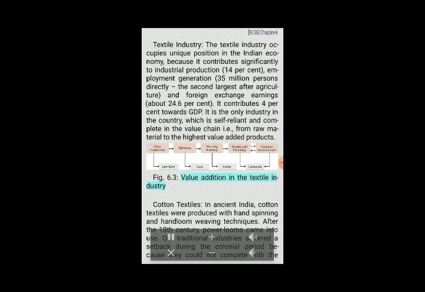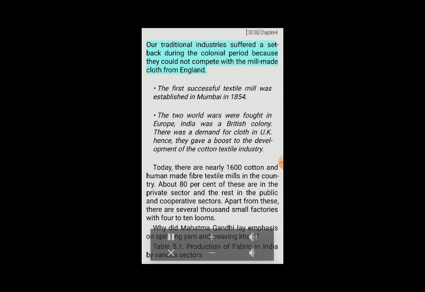Fig. 6.3. Value addition in the textile industry. Cotton textiles. In ancient India, cotton textiles were produced with hand spinning and handloom weaving techniques. After the 18th century, power looms came into use. Our traditional industries suffered a setback during the colonial period because they could not compete with the mill-made cloth from England. The first successful textile mill was established in Mumbai in 1854.